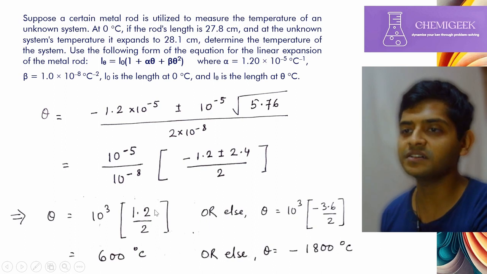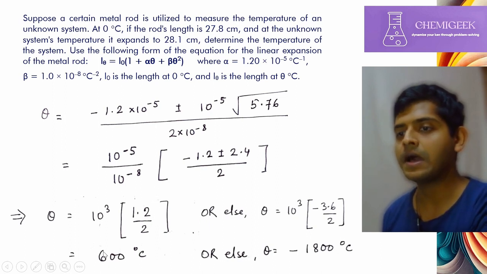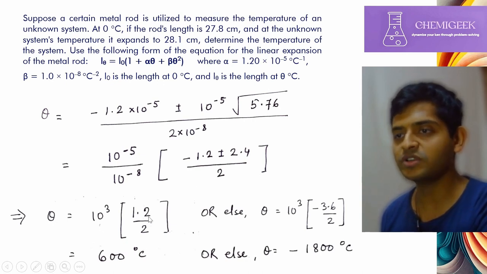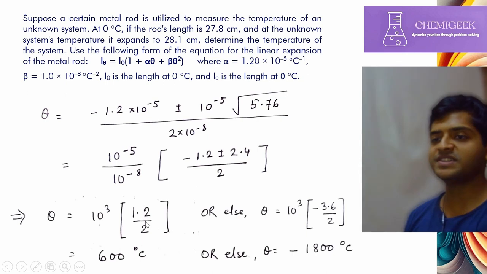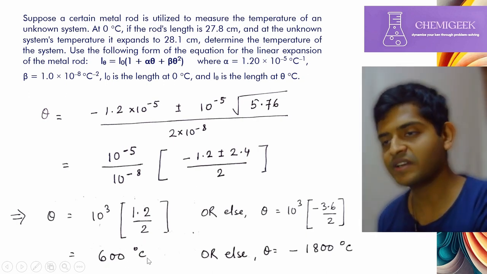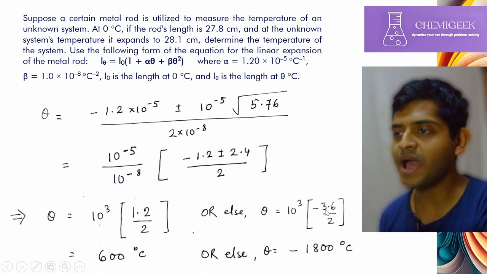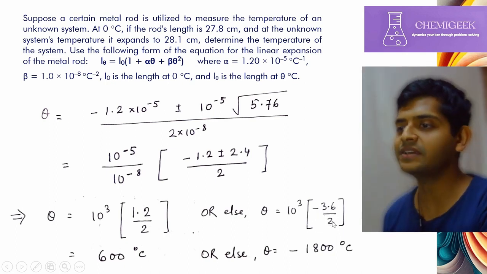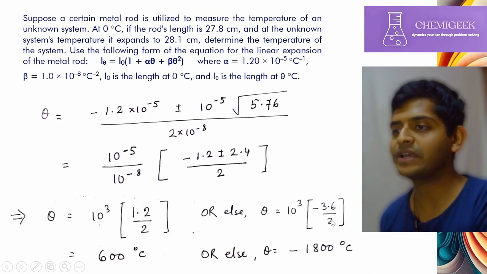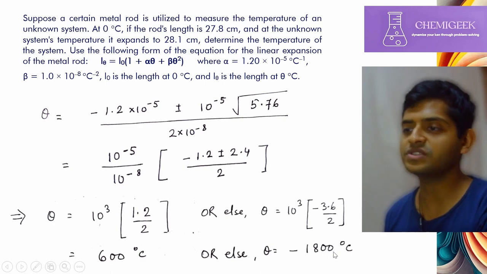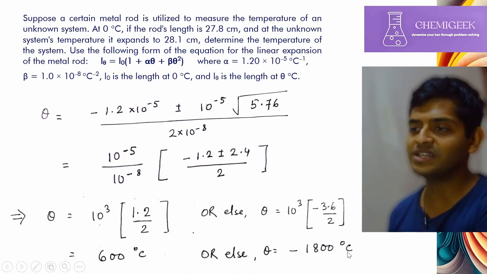The plus one gives us 600 degrees Celsius. So 1.2 divided by 2 is 0.6. 0.6 multiplied by 10 to the power 3 is 600 degrees Celsius. And minus 3.6 divided by 2 is nothing but minus 1.8. So minus 1.8 into 10 to the power 3 is minus 1800 degrees Celsius.